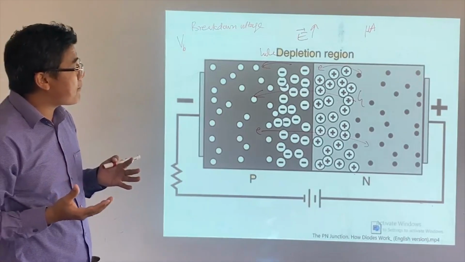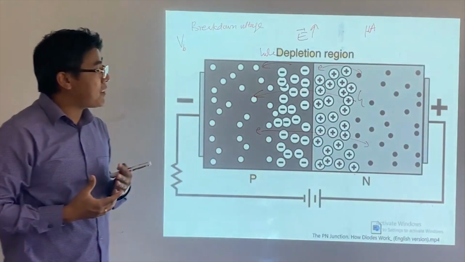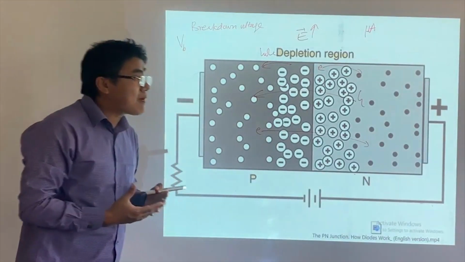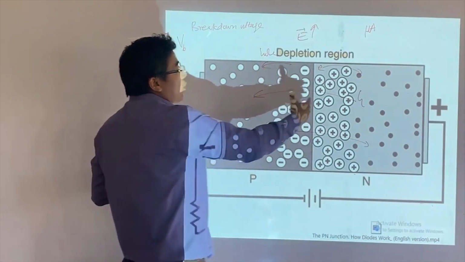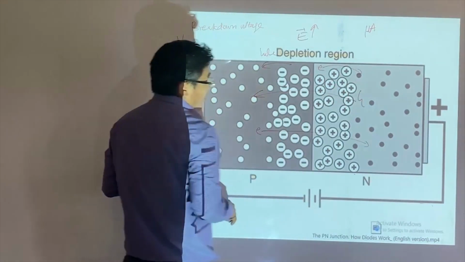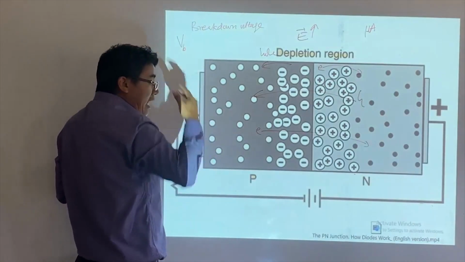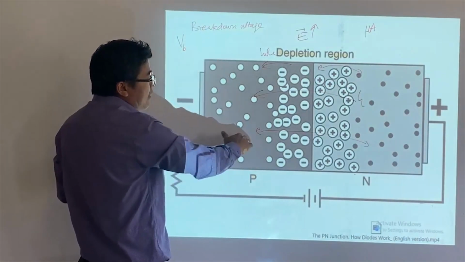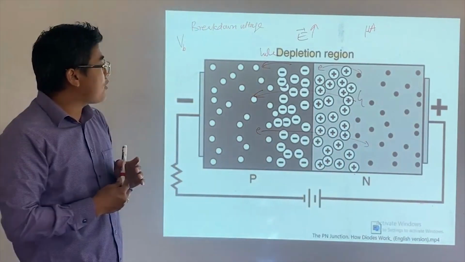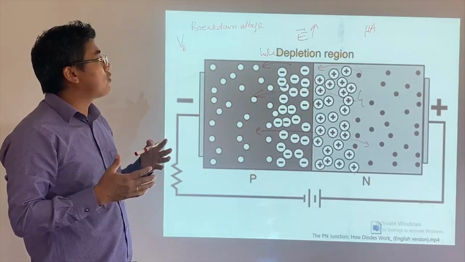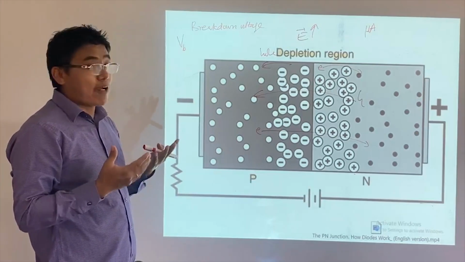Why is it a microampere? During a reverse bias, the hole, which is a minority in N type, goes from N to P, and the electron, which is a minority in P type, goes from P to N, right? So due to this, the range of current is going to be microamperes.